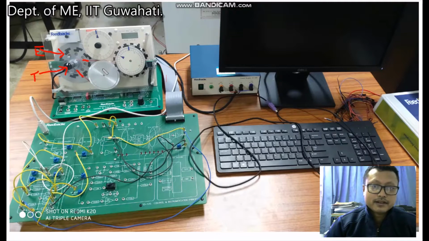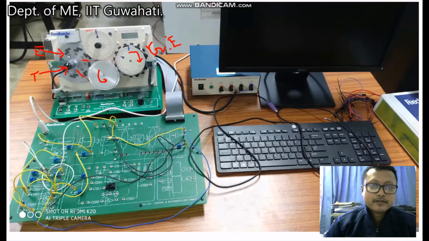This is an idler pulley, and this is the output shaft. On the input shaft there is an incremental encoder, and on the output shaft there is a gray encoder. This is the gray encoder.